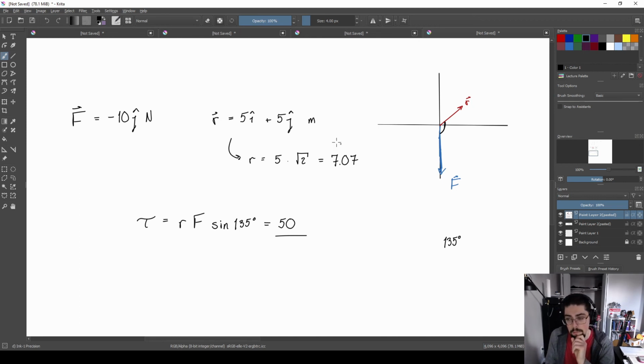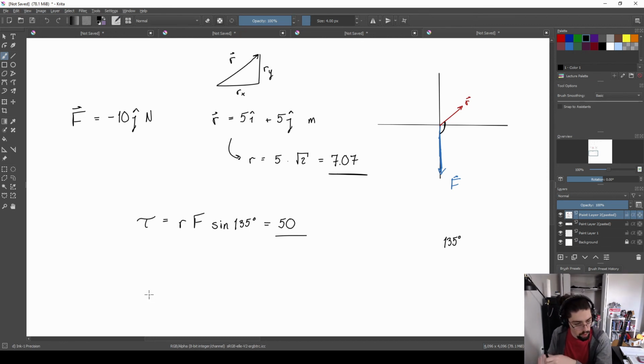5 root 2, that is the magnitude of R. If I've got 5 and I've got 5, Pythagorean's theorem would give me 5 root 2. I'd agree clockwise. I would certainly agree clockwise.